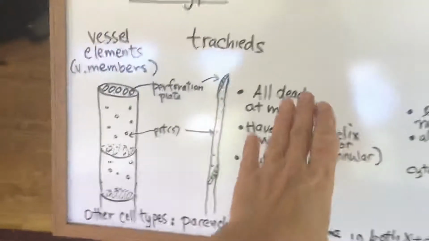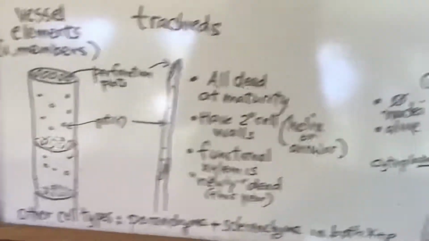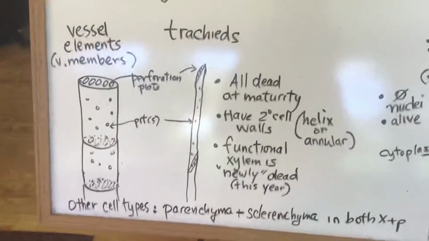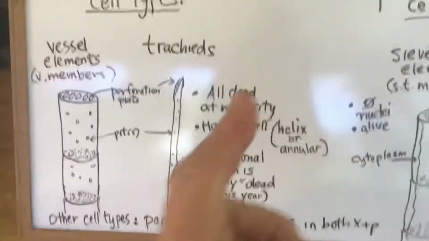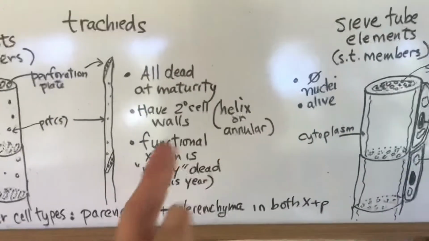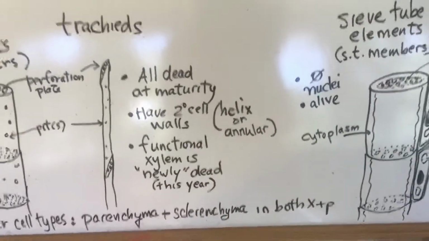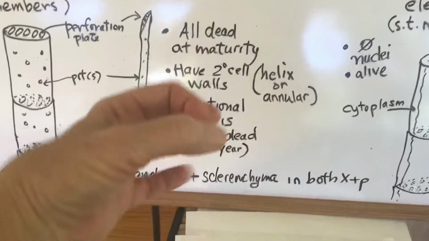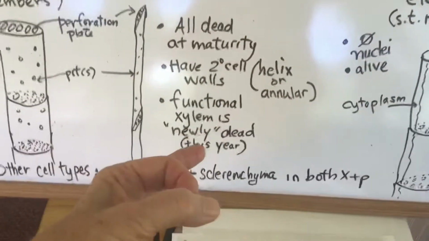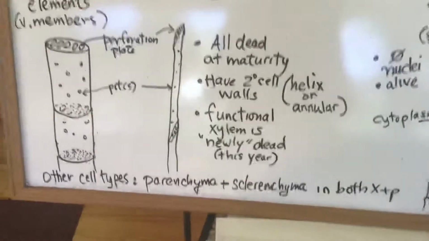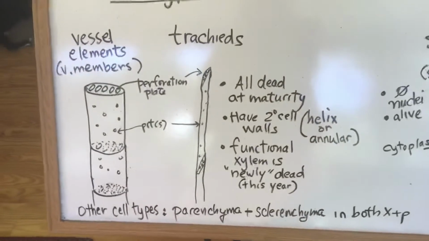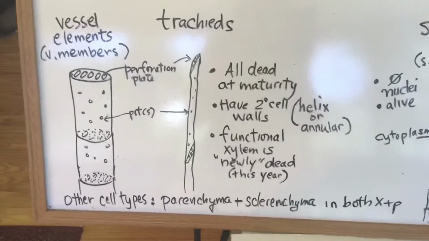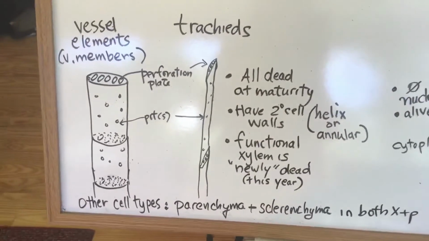So they all have secondary cell walls. What's unusual about these secondary cell walls is that they are in a helix shape. In other words, they spiral down the cell, or they are in annular shape, that is in little groups in rings that go down. And in the lab, I will show you some models of this, and so you can see what it looks like.